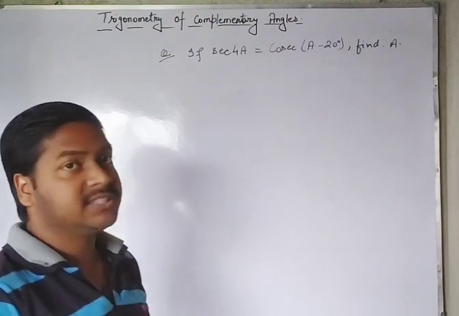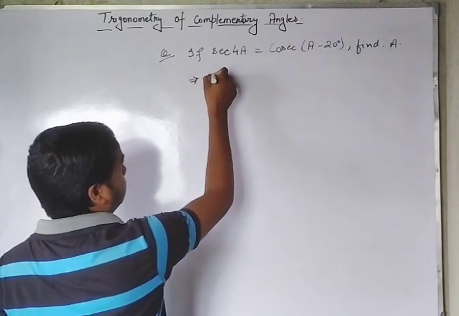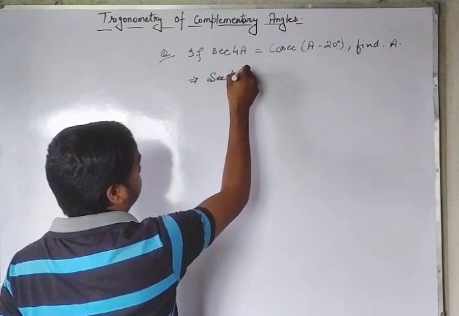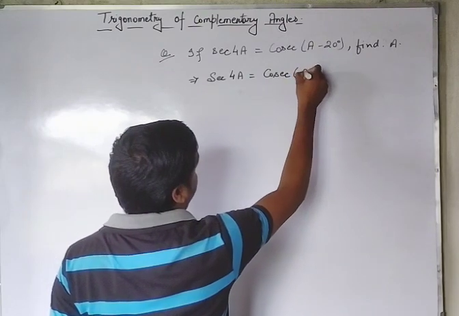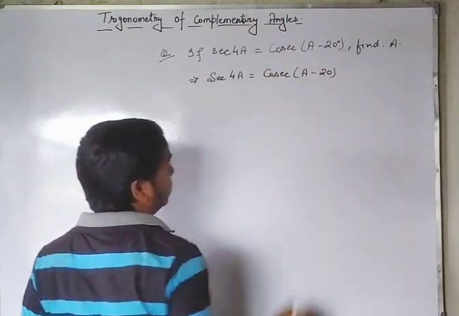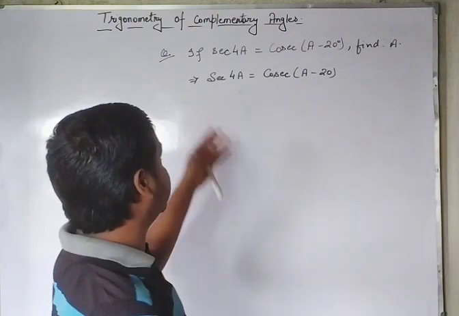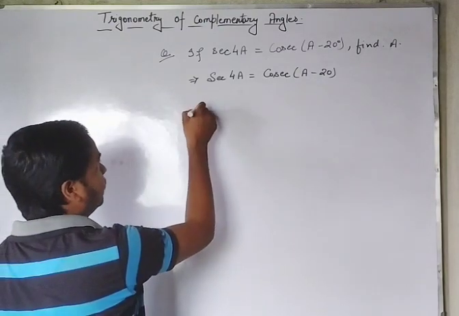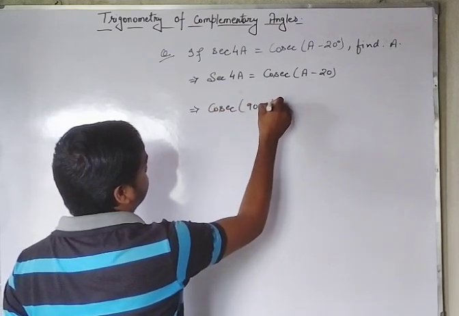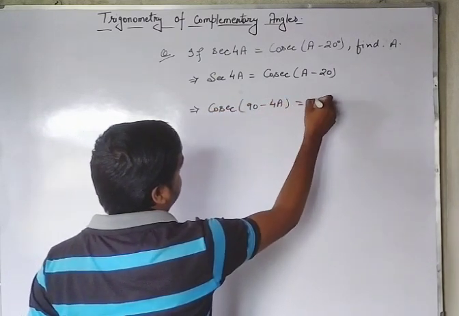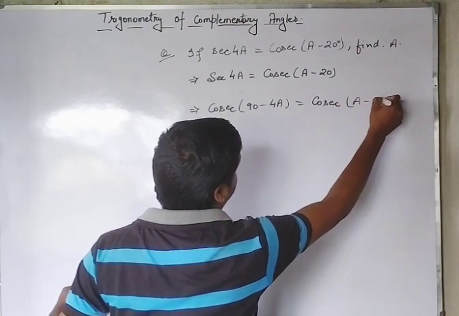Same way, whatever is given, we will change it into complementary angles. It is given here, sec 4A is equal to cosec A minus 20. Either this side or that side we can change. So I am changing from LHS. Sec 4A can be written as cosec 90 minus 4A is equal to, this side we will have cosec A minus 20.